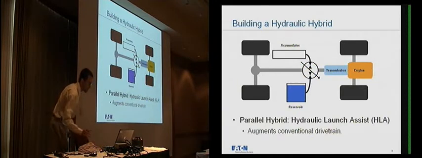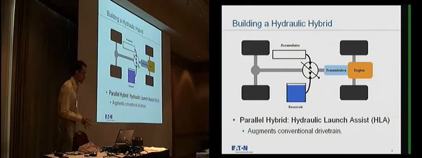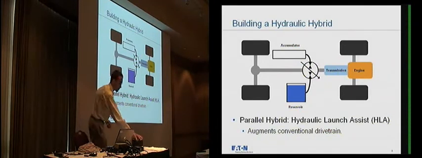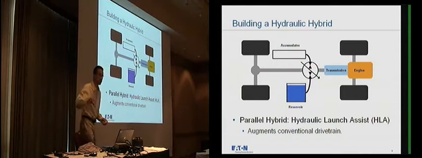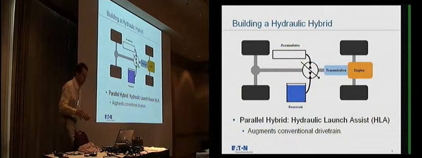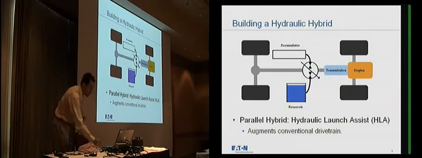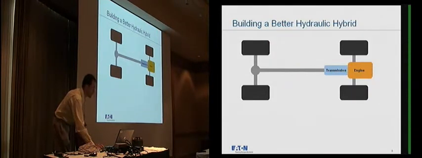Now this is pretty cool. This is called a parallel system, meaning the hybrid components are parallel to the conventional drivetrain of the truck. Eaton has branded this hydraulic launch assist. This is our first venture into hydraulic hybrids. But we can actually do much better than this.